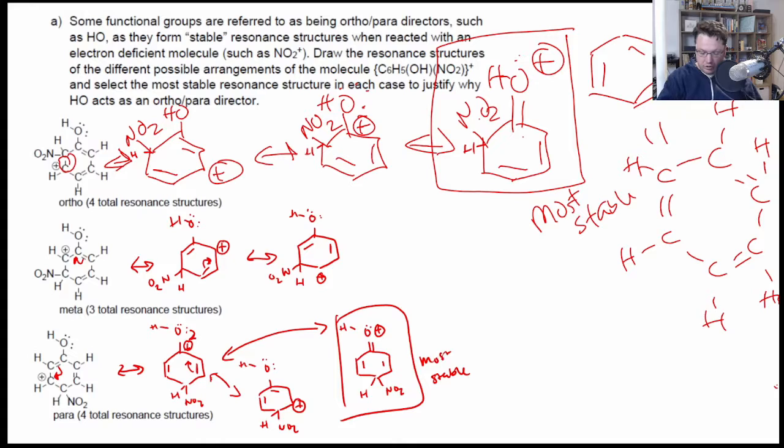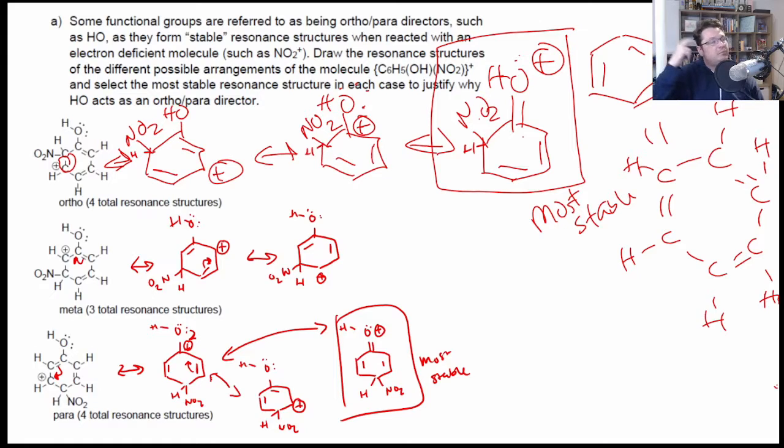And so, going back to the question, where it was not only asking to draw all of them, but also to say which one is the most stable, to justify why the hydroxyl group, OH, acts as an ortho-para director. It has to do with the fact that you can form completely stable resonance structures where you have full octets on all of the atoms in those cases.